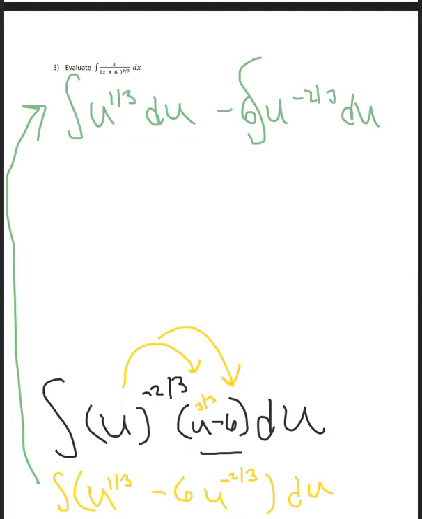So when we integrate this, it's really just like the power rule. So what we do is we add 1 to the exponent, which is 4 over 3, and then we divide by that new exponent. So divided by 4 over 3. Minus 6, you add 1 to the exponent, which is 1 over 3. You divide by that exponent, 1 over 3. Remember, plus c.